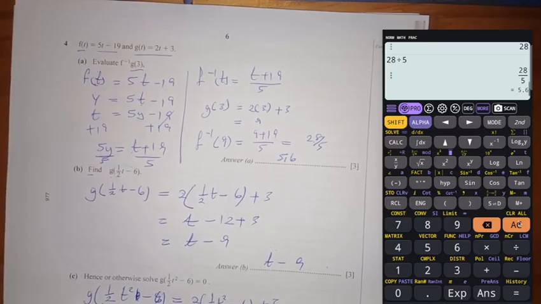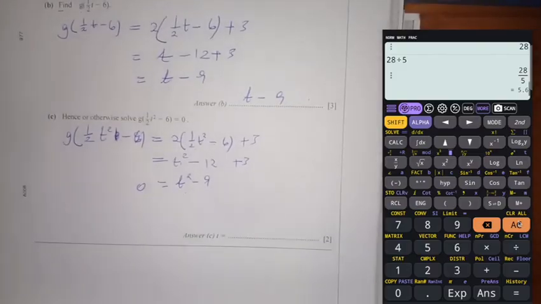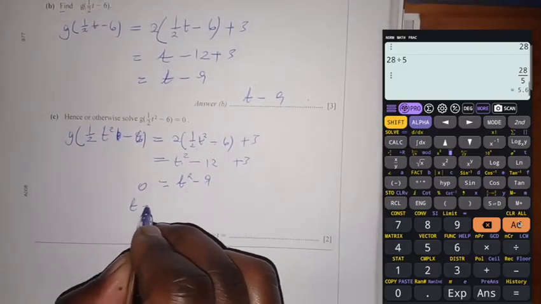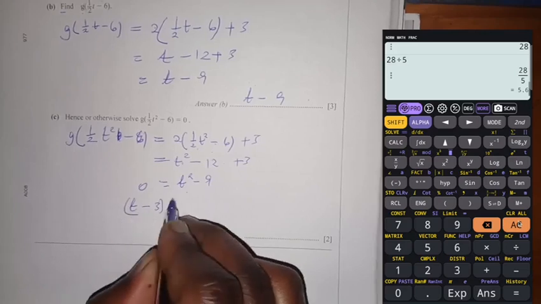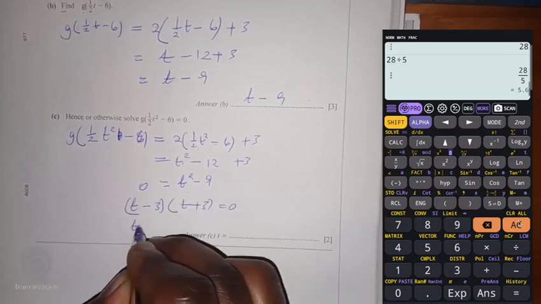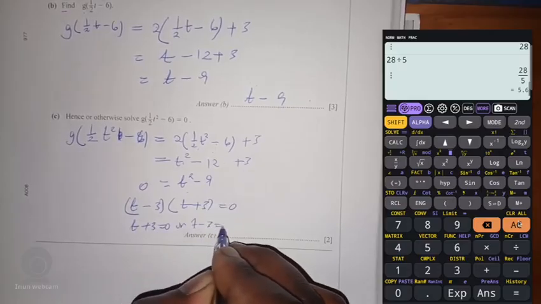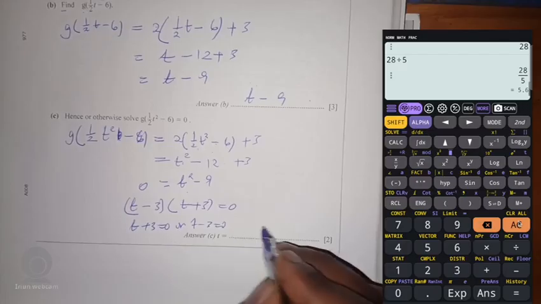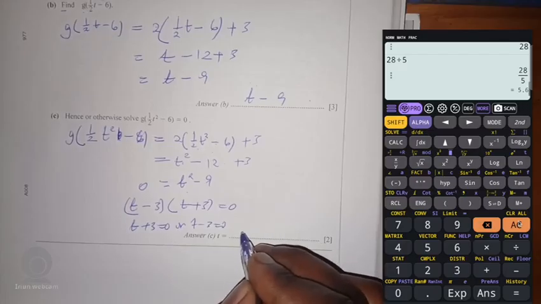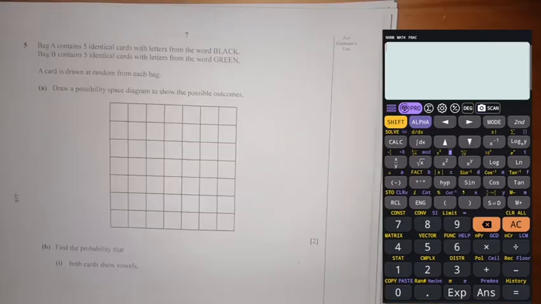So factorize the difference of two squares. We have t minus 3 times t plus 3 equals 0. So t plus 3 is equal to 0, or t minus 3 is equal to 0, which means that t is equal to plus or minus 3.